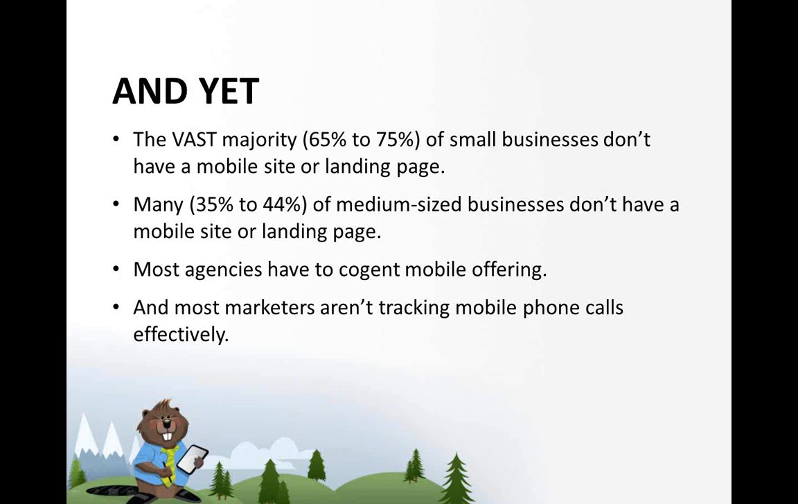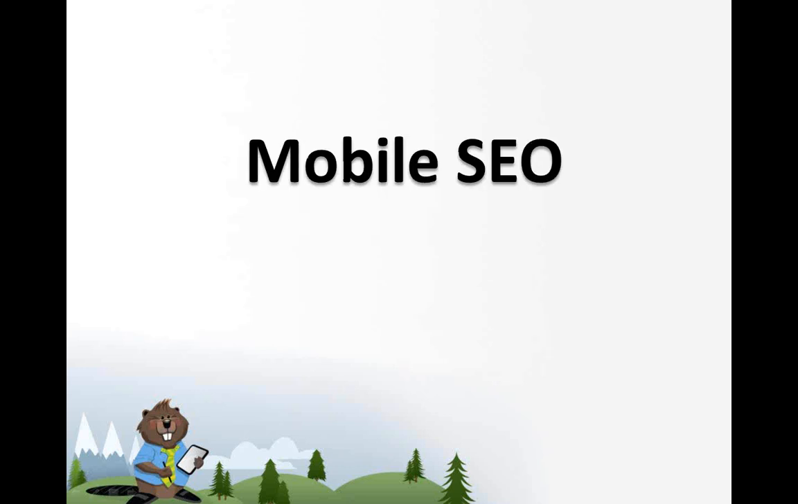And then additionally, most marketers aren't tracking mobile phone calls effectively. And this is perhaps the most disturbing thing because, to reiterate, mobile search numbers are going to increase 130% year over year for the next forever, as far as Google can see. And 70% of those searches result in a phone call. For companies to not be tracking these calls, I don't know how they're going to make marketing decisions in the coming years. So let's talk a little bit about mobile SEO, some of the basics, some of the things to do and not to do.